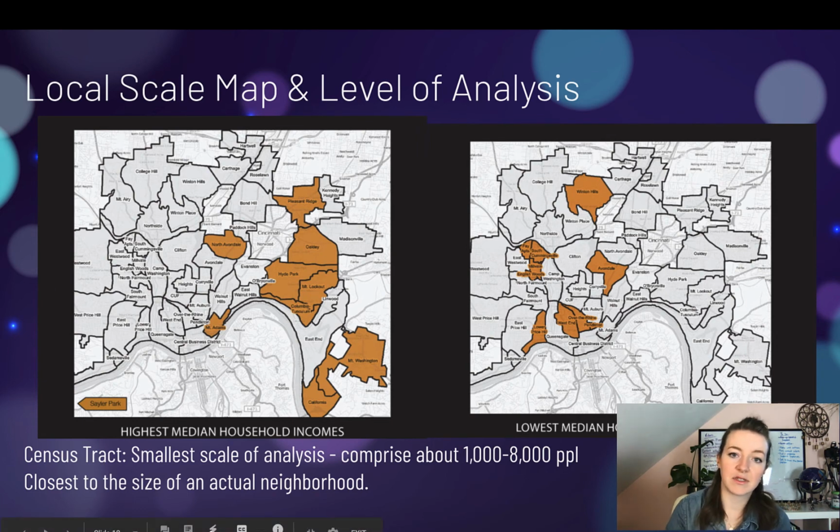This is the closest that we get to the size of an actual neighborhood. So here, again, we're still looking at levels of income. So on the left-hand side, we're looking at the highest median household incomes. And on the right-hand side, we're looking at the lowest one. So a similar detail, but what would happen if we looked at this on a smaller scale?